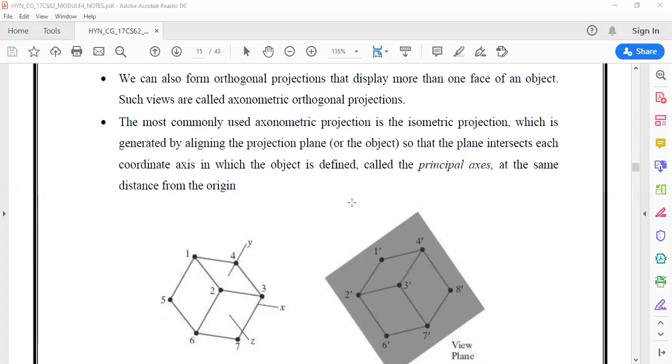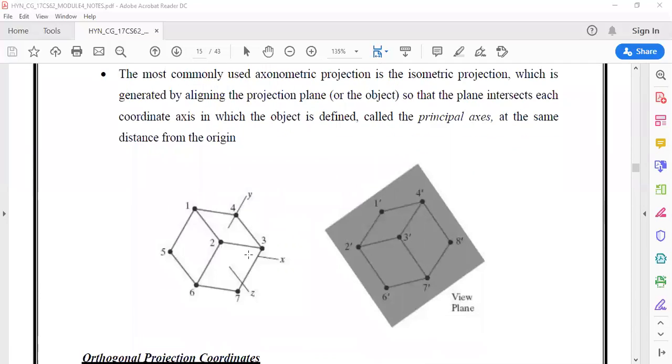That means it should intersect the x-axis, y-axis and z-axis. These are called the principal axes. We can see here I have the x-axis, y-axis and z-axis. These three axes are called principal axes and are at the same distance from the origin.